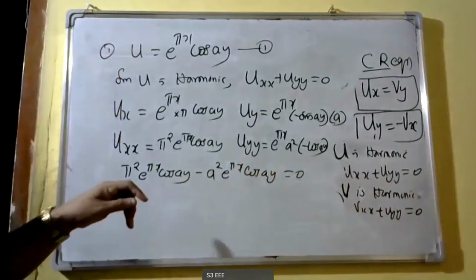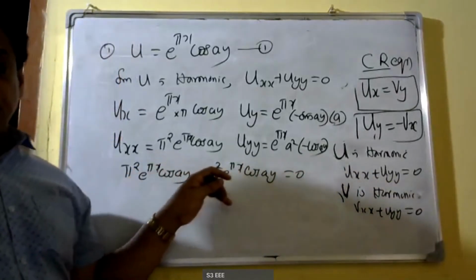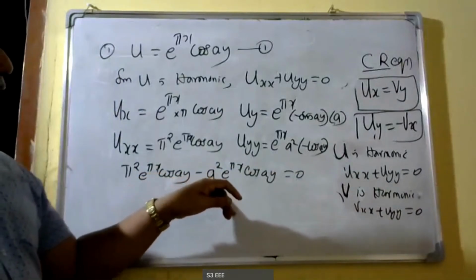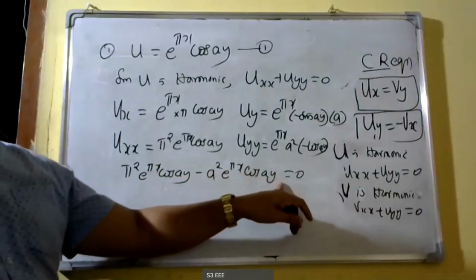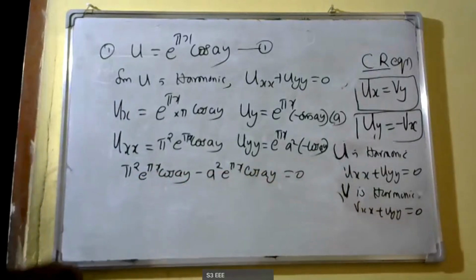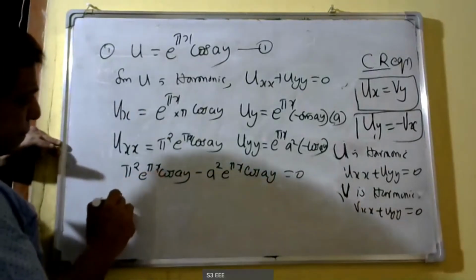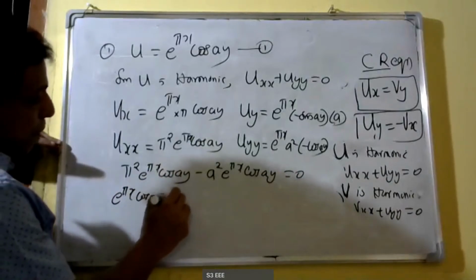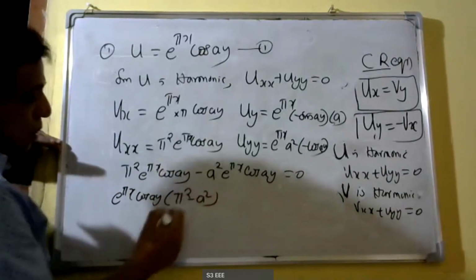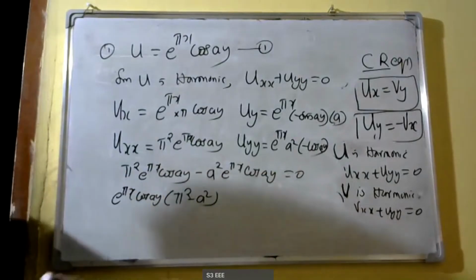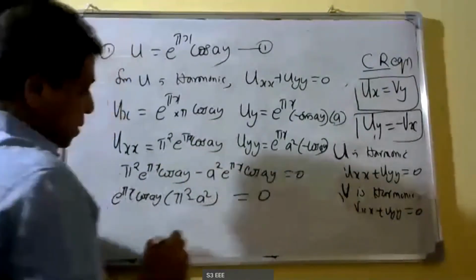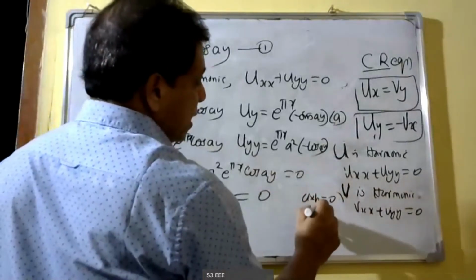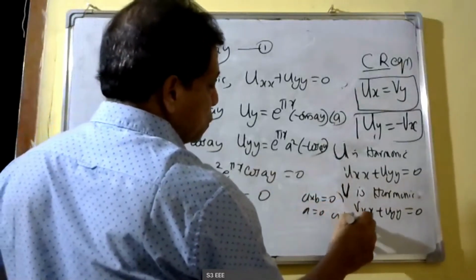Applying the condition uxx plus uyy equal to 0, pi square e raised to pi x cos ay minus a square e raised to pi x cos ay is equal to 0. Then taking e raised to pi x cos ay outside, therefore pi square minus a square is equal to 0.